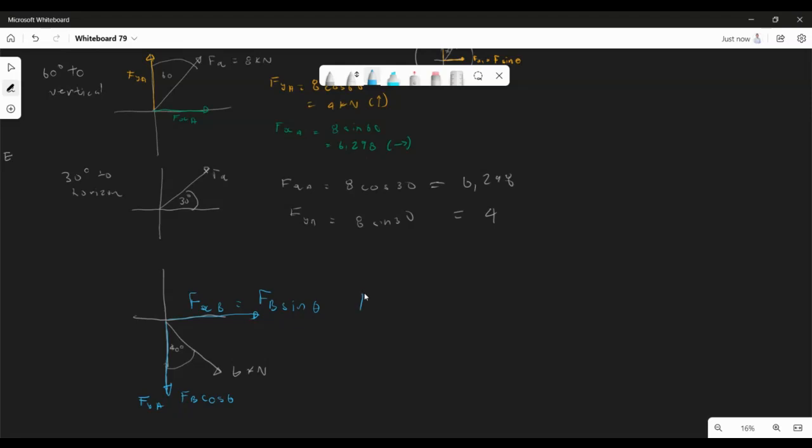So FXB equals 6 sine of 40 degrees, right? You could also look at it as 6 cos of 50, same story, if you're looking at the angle there to the horizontal. But don't worry about that. So this is equal to 6 sine 40, that's 3.857 kilonewtons.